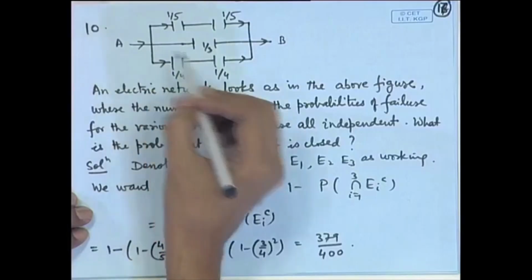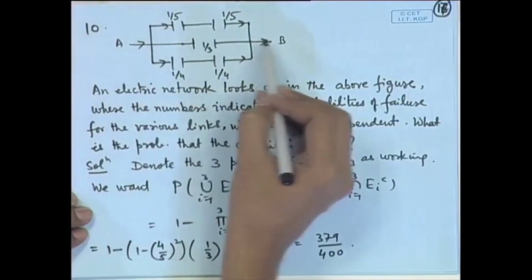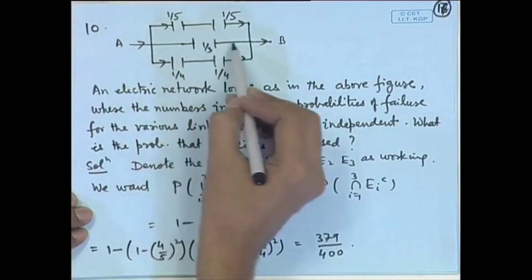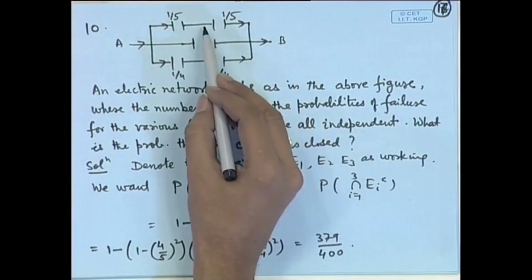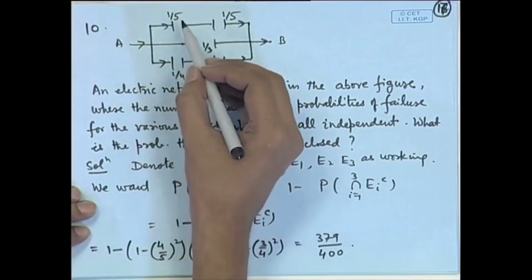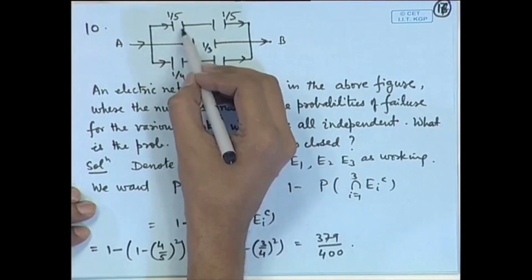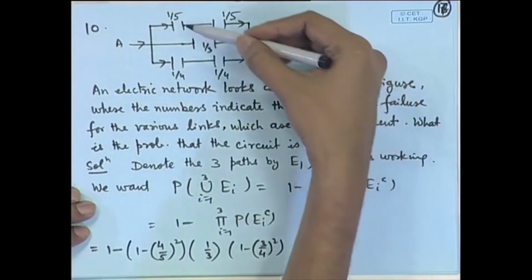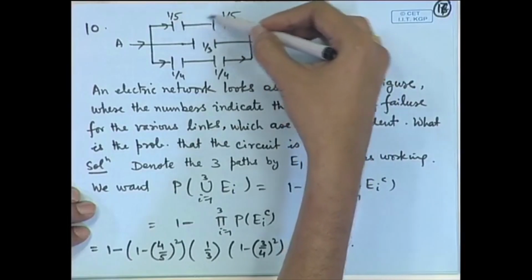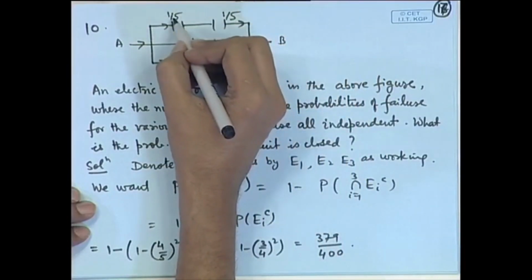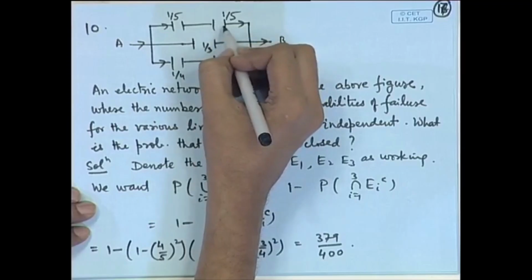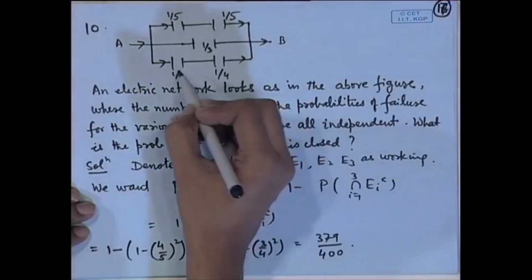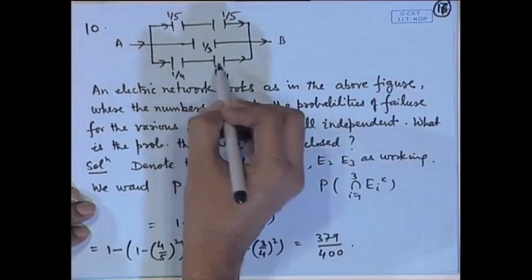Let us consider a communication channel. This is an electric network. The current flows from A to B. However, there are 3 independent paths here, which we call say E1, E2, E3. There are circuits here. So, 1 by 5 denotes the probability of failure of this link, 1 by 3 is the probability of failure of this link, 1 by 4 etcetera are the probabilities of failure of these links.